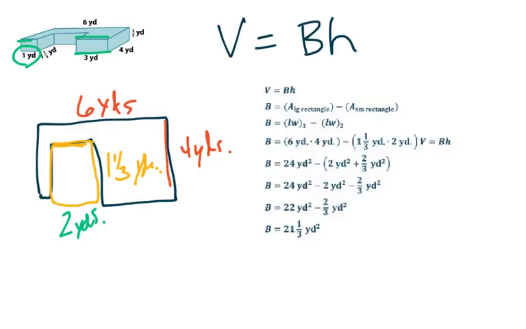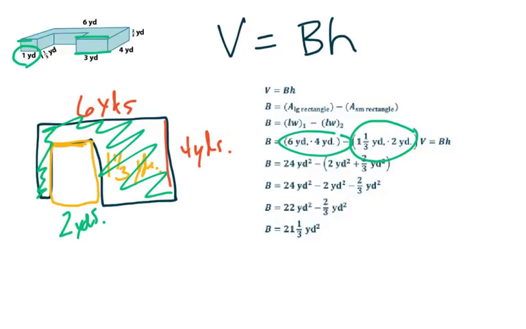So in this part, I'm really just finding the area of the base, so that's all this space here, right? And this is the larger rectangle. This is how we're going to find the area of the piece that we're cutting out. And when we do all of this work here, we end up with an area of the base of 21 1/3 yards squared. So I'm not done yet.